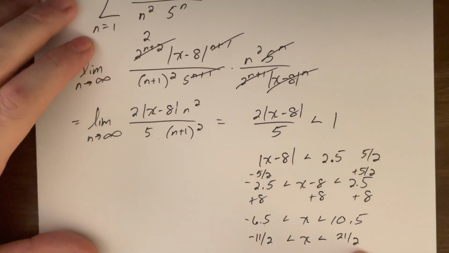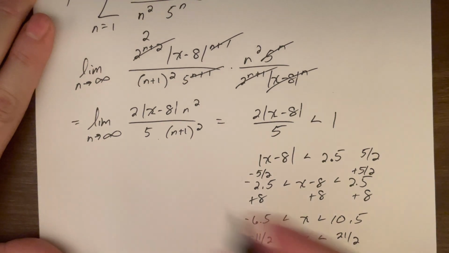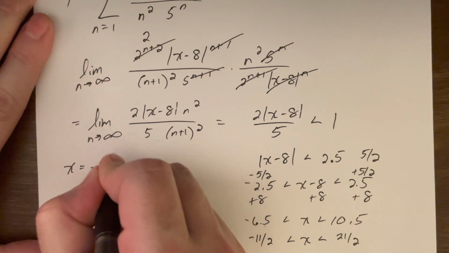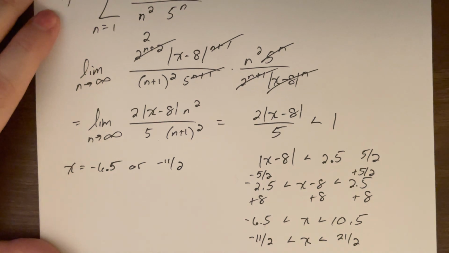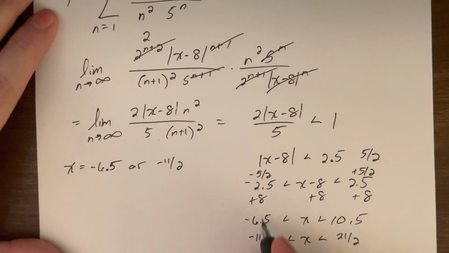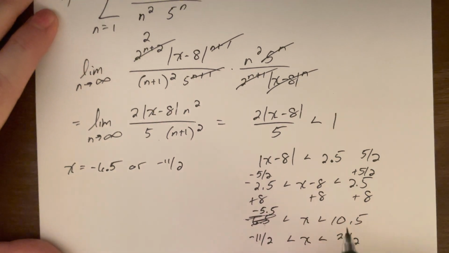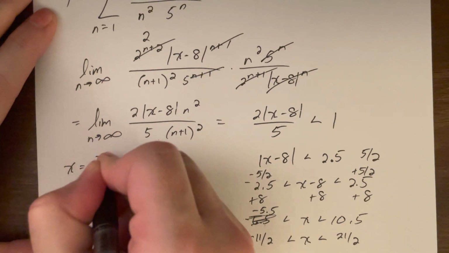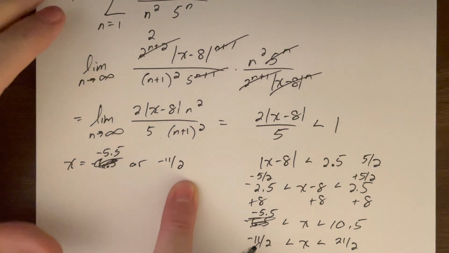No big deal. When I plug these in individually, we'll start with the negative one. So negative 6.5 or negative 11 over 2, whichever you prefer. Oh, I'm sorry. I made a little mistake here. That's negative 5.5. I'm sorry, my fault, right? That would be negative 5.5 here.